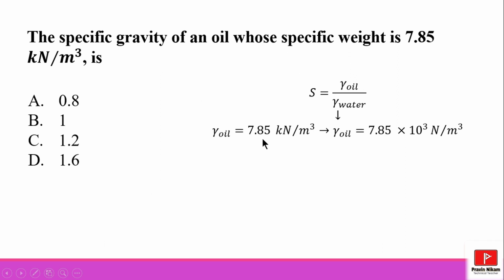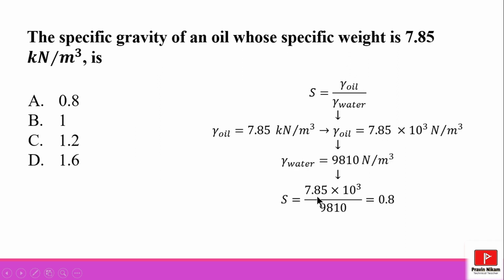Gamma oil is 7.85 kilonewton per meter cube. So convert this kilonewton into Newton. For that multiply by 1000, that means 10 raised to 3. So you will get gamma oil is equal to 7.85 into 10 raised to 3 Newton per meter cube. Now put gamma water, we know, 9810. So put both the values in this formula. You will get 7.85 into 10 raised to 3 divided by 9810. So you will get 0.8. So specific gravity of oil is 0.8. A option is the correct option.